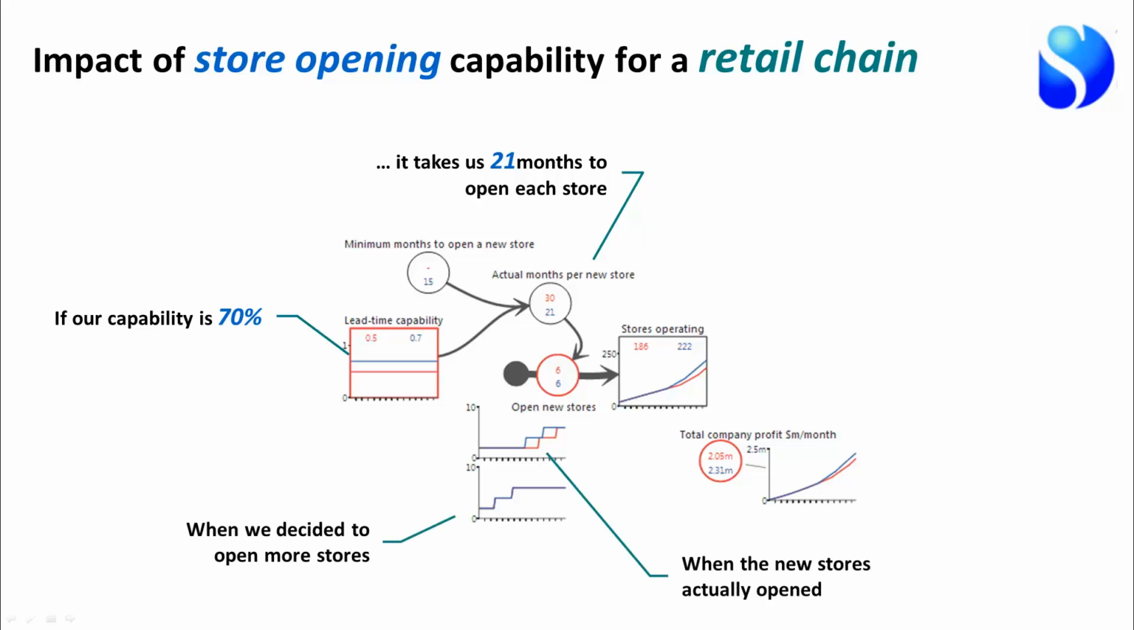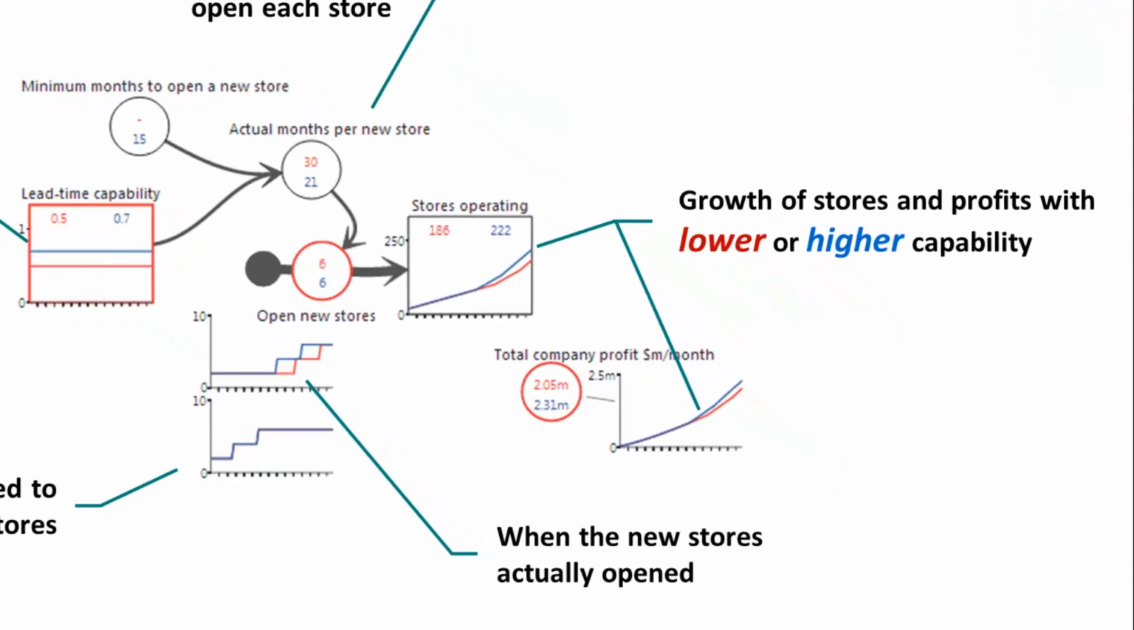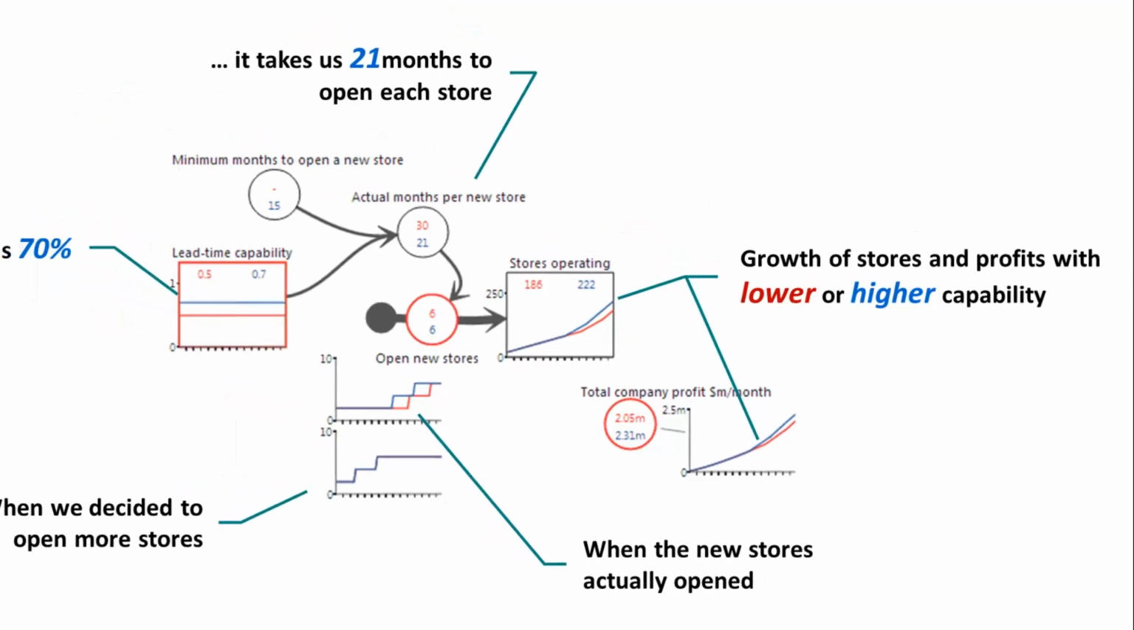And you can see that we've shortened the lead time between the decision that we took to open the store and the store actually coming online. That means that the number of stores we're operating grows not to 186 but 222, and our profits by the end of the 5 years are not 2.05 million, they're 2.3 million.